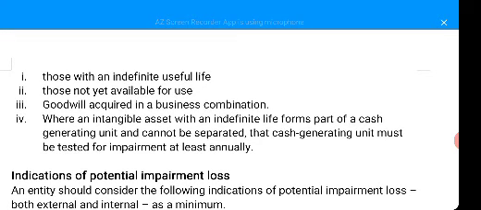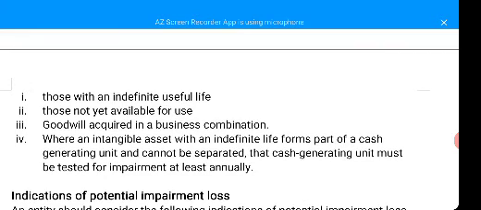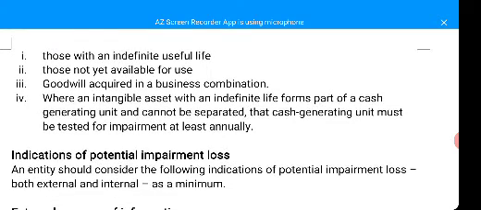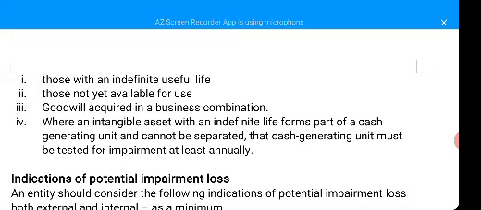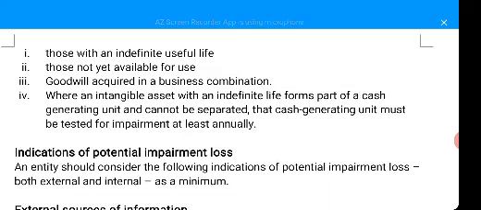One, those with an indefinite useful life. For example, goodwill or any asset that is used forever that does not have a specific amortization. Two, those not yet available for use. So assets under construction, for example, software under construction. You usually test such software for impairment. Three, goodwill acquired in a business combination. This is purchased goodwill.